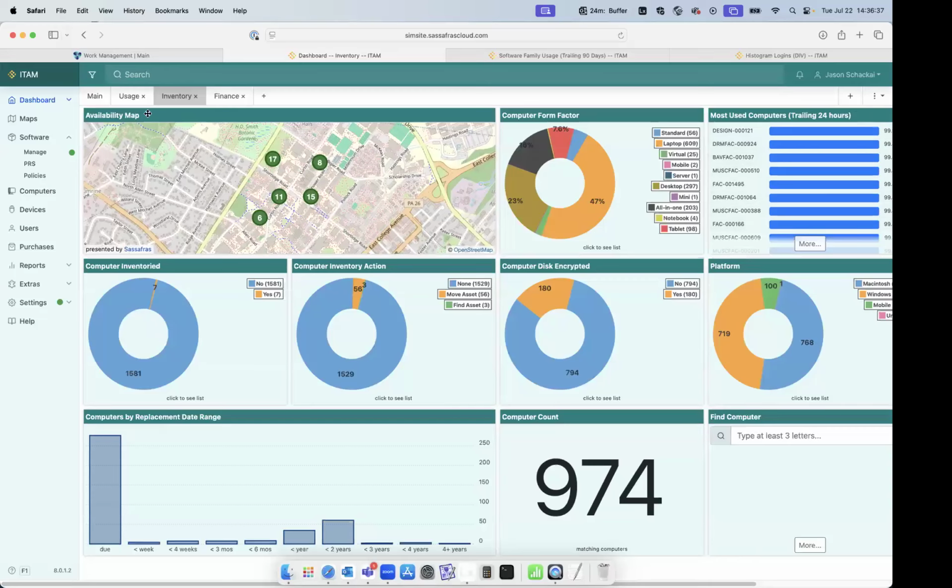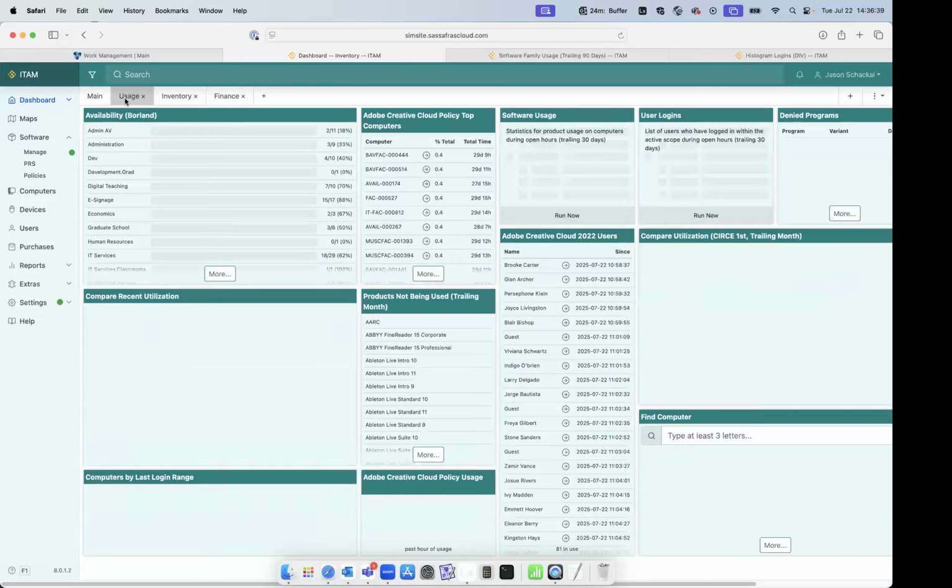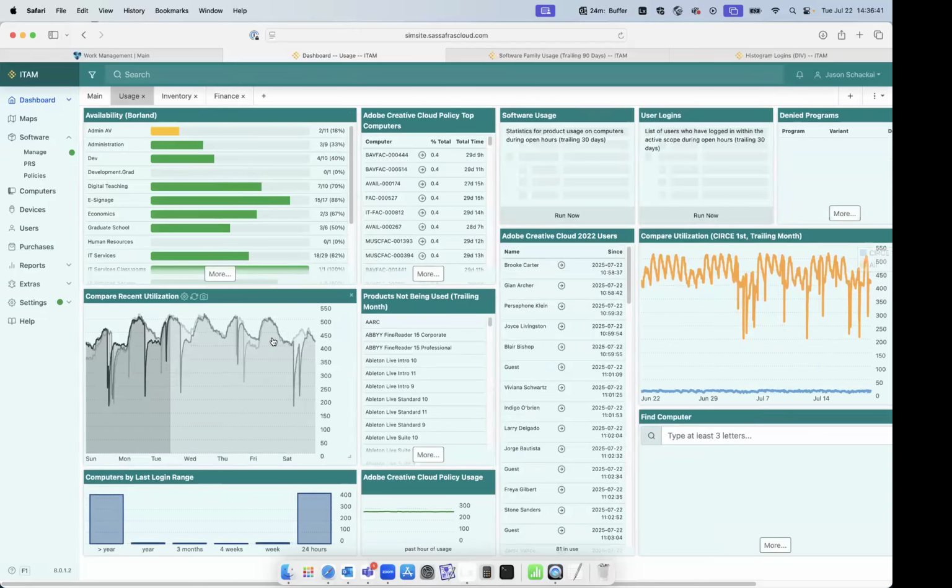We can look at this usage tab on this dashboard, and it's going to show information about hardware and software usage. So this is recent utilization of hardware logins. We can see computers broken down by when the last login was. And you can even compare different locations here. Each user can have their own dashboard.